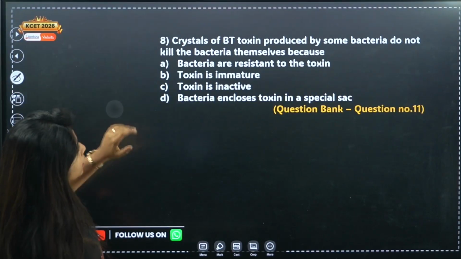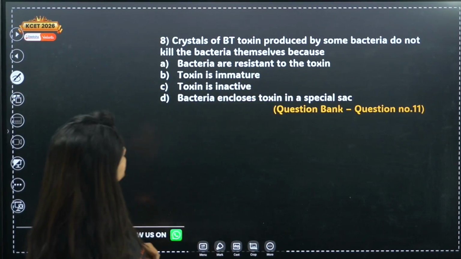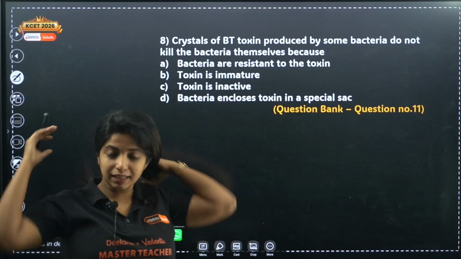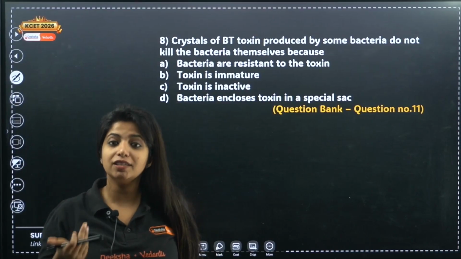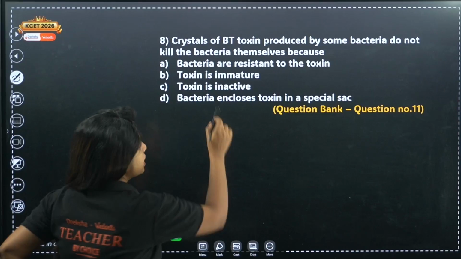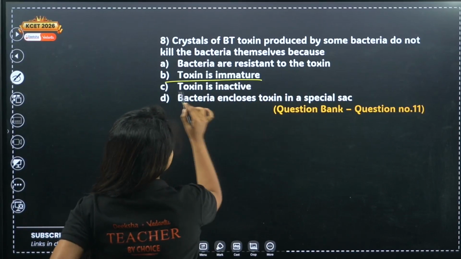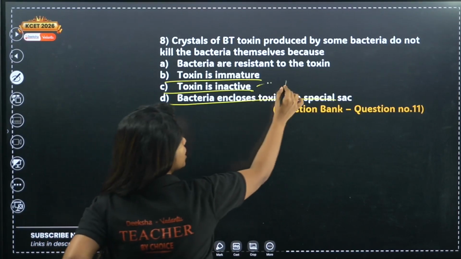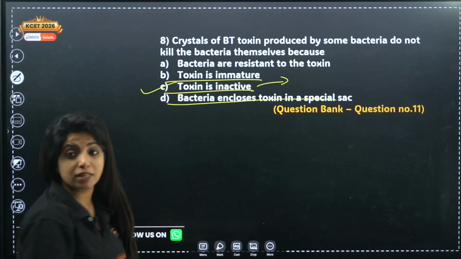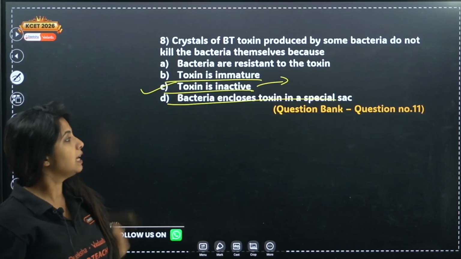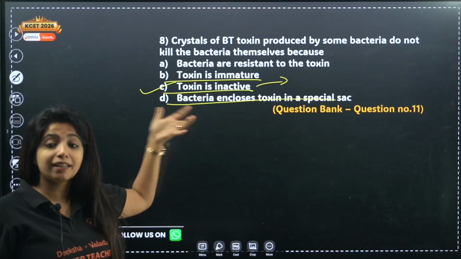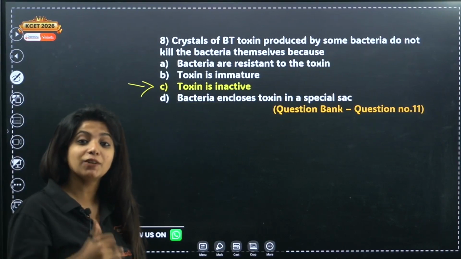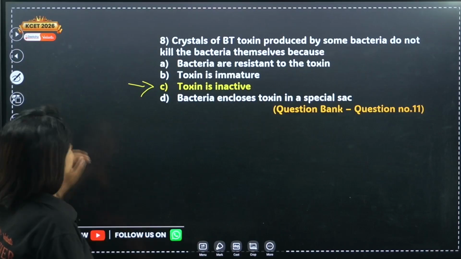Now, next question. Crystals of Bt toxin produced by some bacteria do not kill the bacteria themselves because... So even though the Bt bacteria produce the toxin, it does not kill itself with the toxin. Why? Bacteria are resistant to the toxin. Toxin is immature, toxin is inactive, bacteria encloses the toxin in a special sac. What is it? It is inactive in nature, and what do you call it? It is protoxin, or prototoxin. This is the inactive version of it, which is why the bacteria itself is not killed. So your answer for this question would be C. It only gets active inside the gut of the insect.